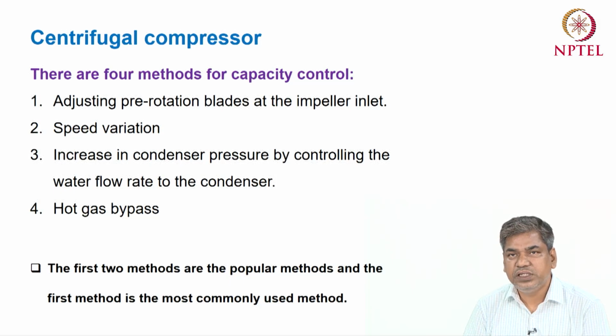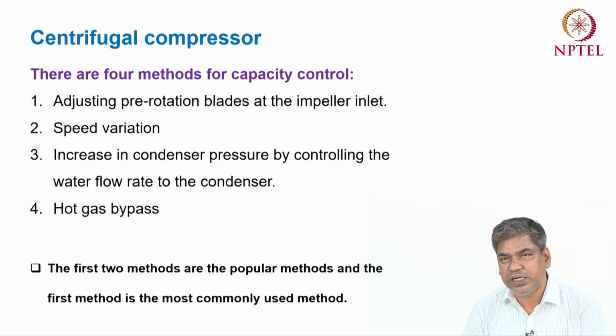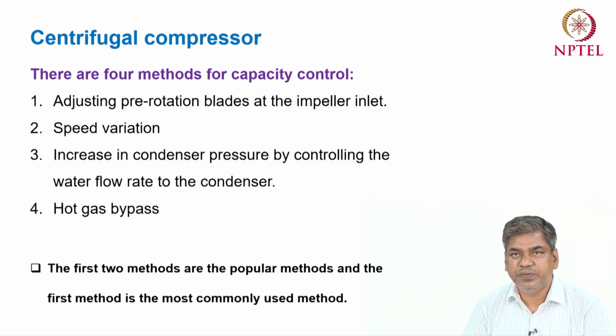The third option is that if we maintain the condenser pressure or outside pressure, then the total mass flow rate to this compressor also depends on the pressure difference between the inlet and outlet. A decrease of outlet pressure will decrease the flow rate of the refrigerant, and an increase of outlet pressure will increase the flow rate of the refrigerant. So by adjusting the condenser pressure, we can also control the flow rate of the refrigerant inside the compressor.